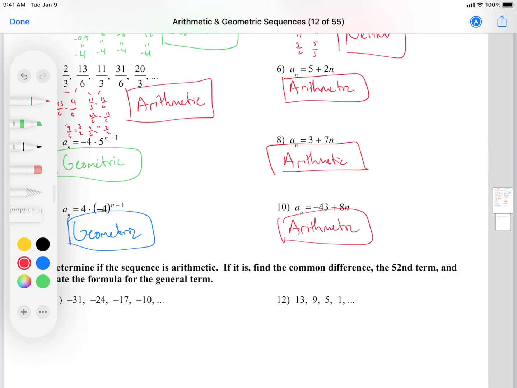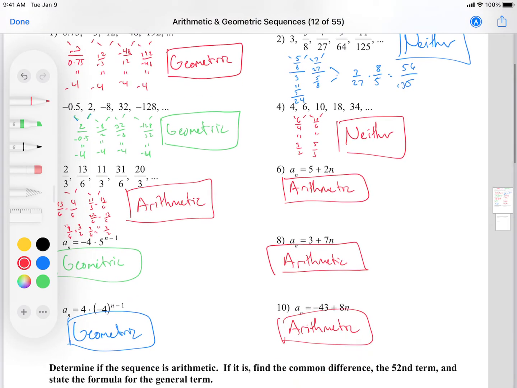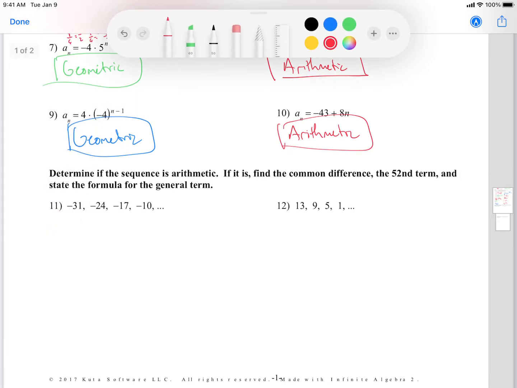So just keep in mind that these are the two formulas that we're really focusing on. Now we're going to determine if it's arithmetic, and if it is, find the common difference, then the 52nd term, and then state the formula for the general term. So there's lots that we're going to do in here. First thing is if we want to know if it's arithmetic, all I need to look at is the common difference, because we don't care if it's geometric or not.